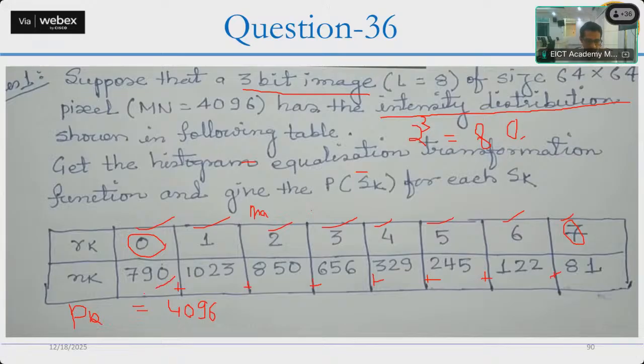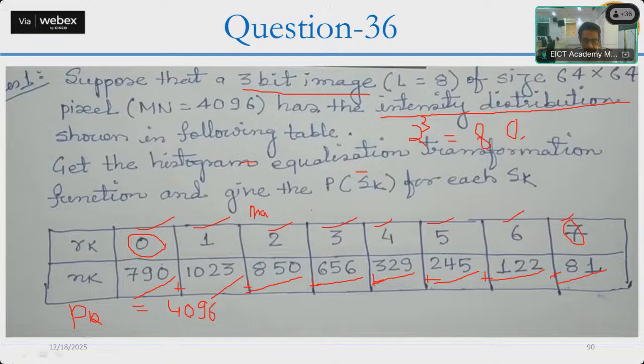790 upon 4096, 1023 upon 4096, 850 upon 4096, 656 upon 4096, 329 upon 4096, 825 upon 4096, 120 upon 4096, 81 upon 4096. What will you get when you calculate the values?